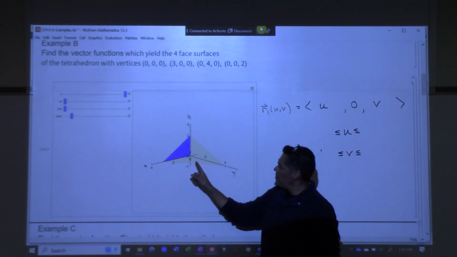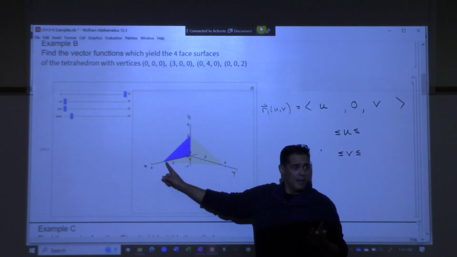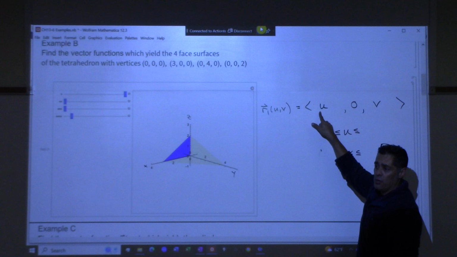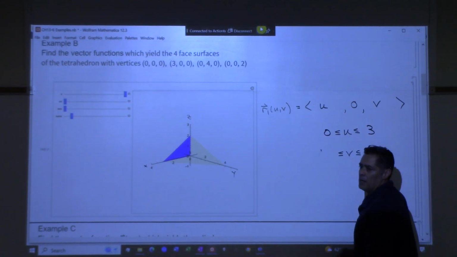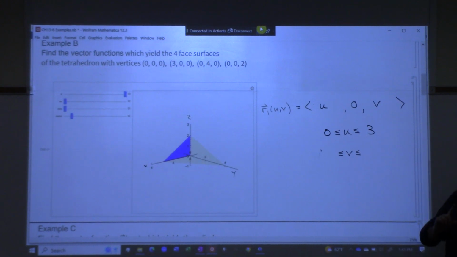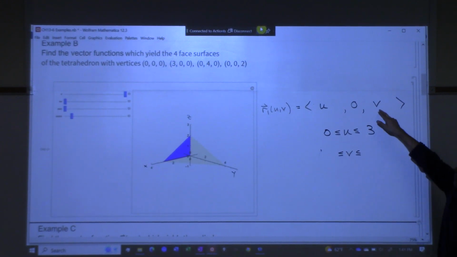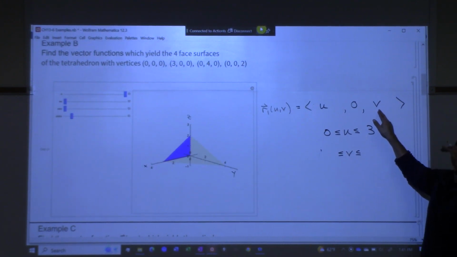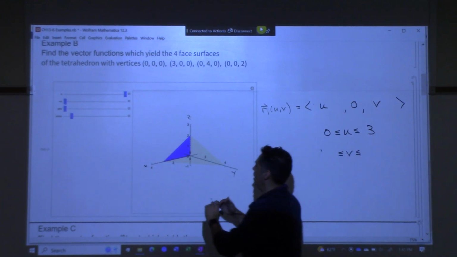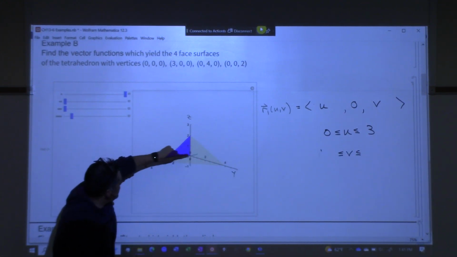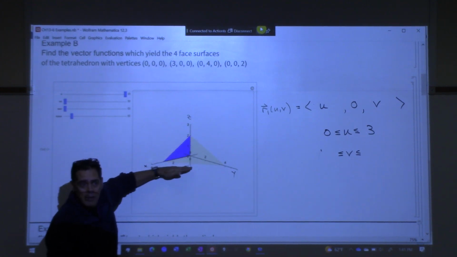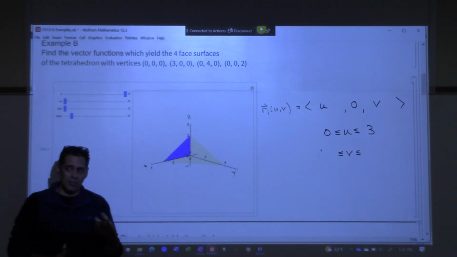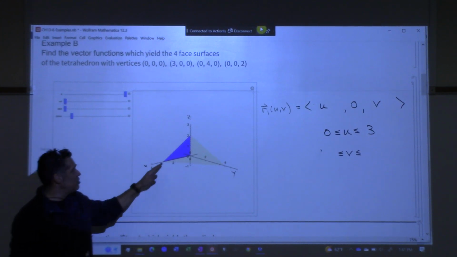Between 0 and 3. Everyone okay with that? Our x, which we're calling u, has to go between 0 and 3. Now, we have to be careful here. Our v, which is our z, our up and down, you cannot say that z is between 0 and 2, because then that would draw a rectangle, wouldn't it? It would draw a rectangle. So you somehow have to control that z so that it draws this.